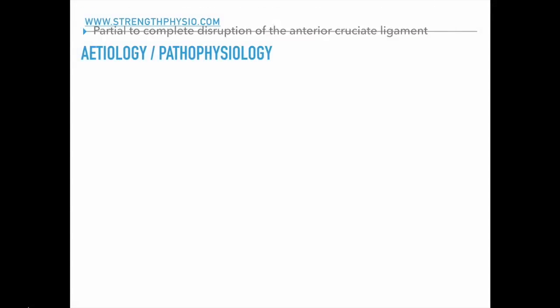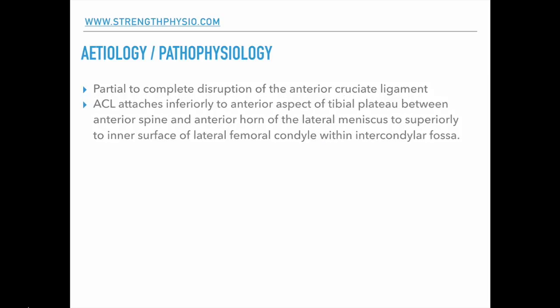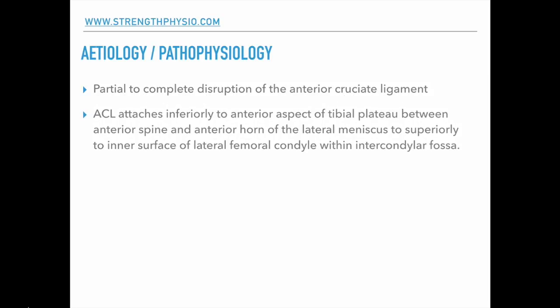So the etiology and pathophysiology of the condition is essentially a partial to complete disruption of the anterior cruciate ligament. The ACL attaches inferiorly to the anterior aspect of the tibial plateau between the anterior spine and the anterior horn of the lateral meniscus, and superiorly to the inner surface of the lateral femoral condyle within the intercondylar fossa.